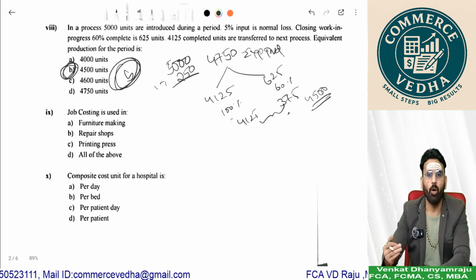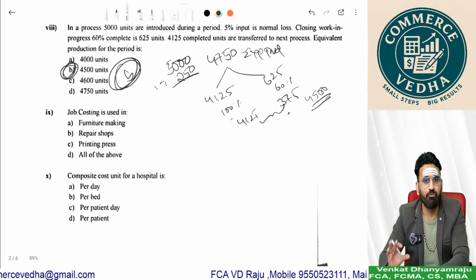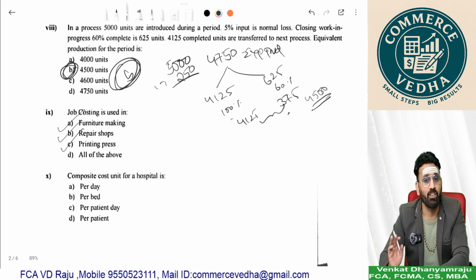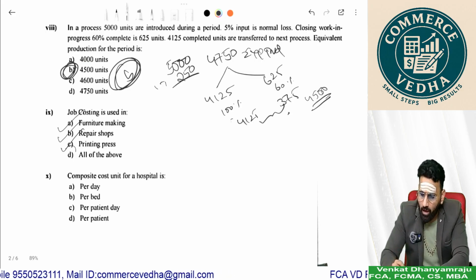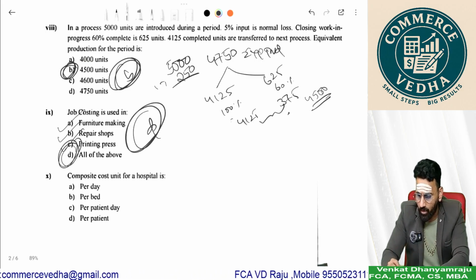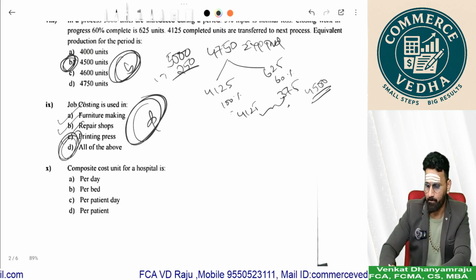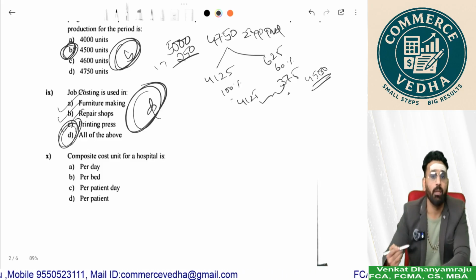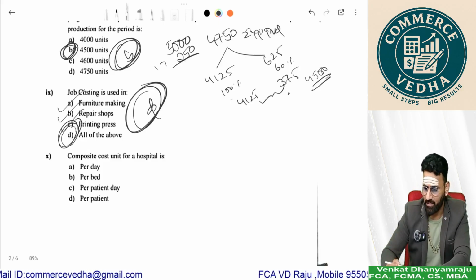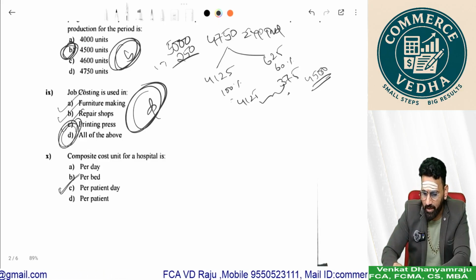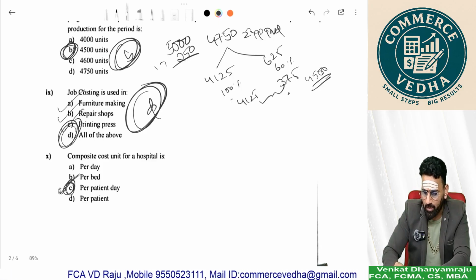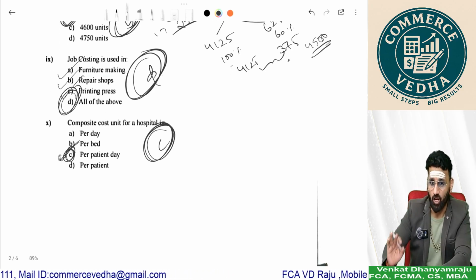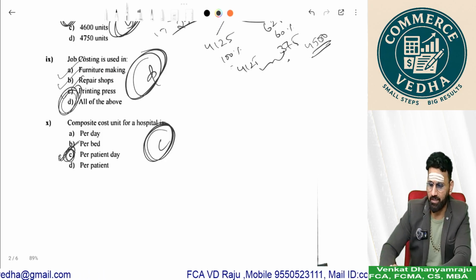Now, job costing is used for specific job. It can be a furniture, it can be a repair, it can be a printing, a specific job. So I can say all of the above. So the answer is all of the above, specific to the job. Now, composite cost unit for a hospital. Hospital generally, the cost unit is patient days. So we can say per patient day is the composite cost unit. C. Service costing, hospital costing, it is per patient day.